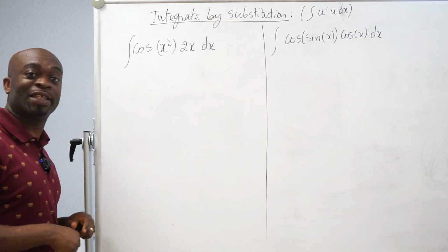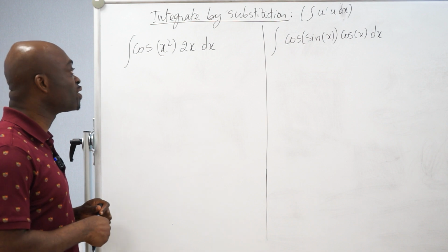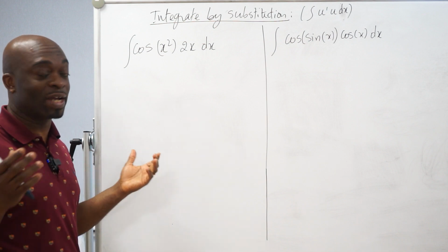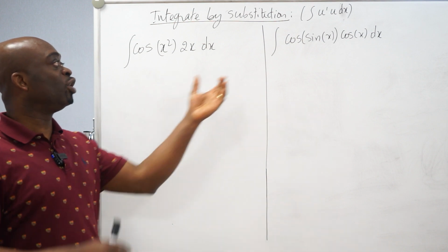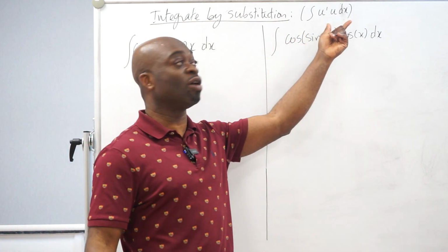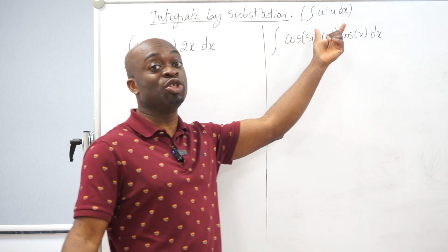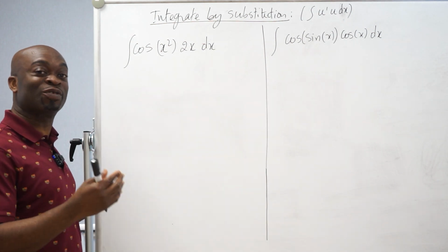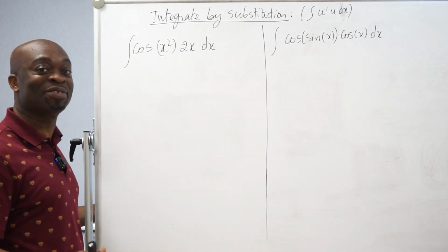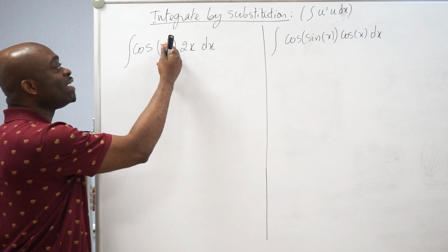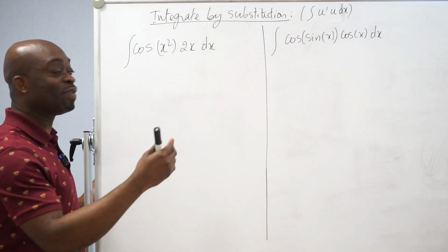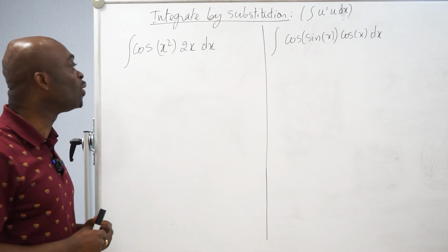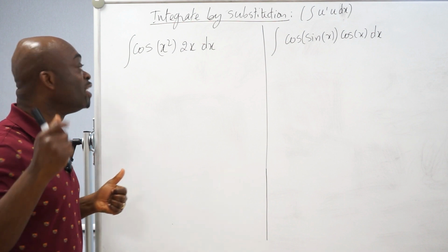So let's take a look at this problem here. We have the integral of cosine of x squared times 2x dx. So we're looking for the pattern of having a u prime times u. Is there anything like that you can see? That means you have to know your derivatives, ladies and gentlemen, right? As you can see, x squared here, the derivative of that is what? 2x. So that's pretty much the format that we're looking at, which is great. So let's go at it.